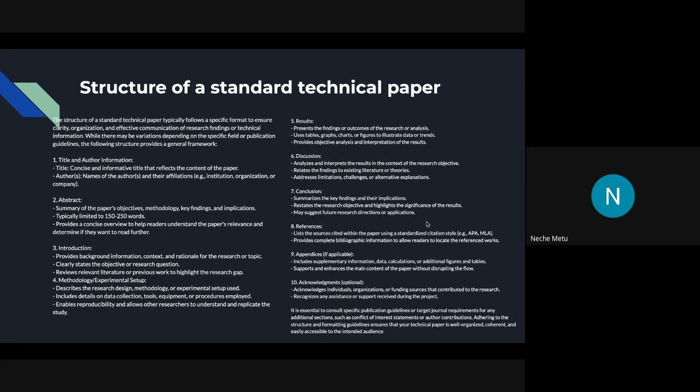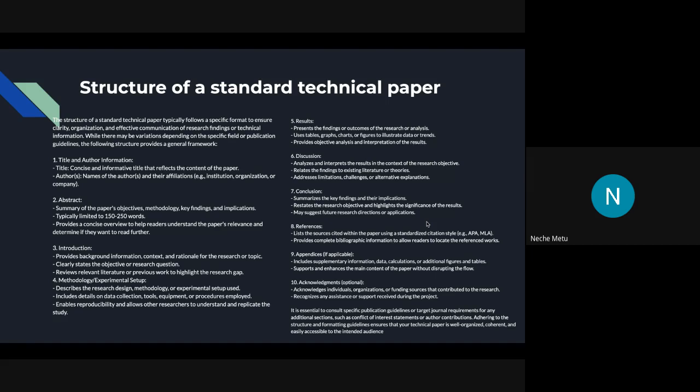Okay. You have to zoom in a bit to look. There's a standard of a standard technical paper. Based on the document, initially we looked at some types of technical papers, user guide manuals, and all that. But I picked up the standard structure of the technical paper, what it looks like. The structure of the standard technical paper typically follows a format to ensure clarity, organization, and effective communication of research findings or technical information.